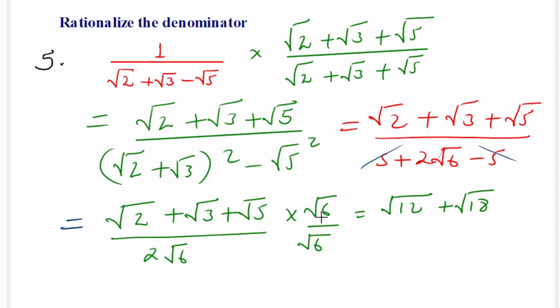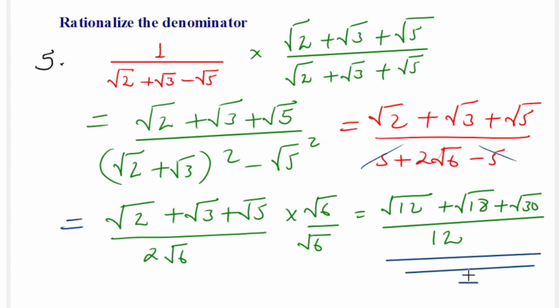Radical 5 times radical 6, radical 30. 2 radical 6 times radical 6, we get 2 times 6, which is equal to 12. So this is the answer.